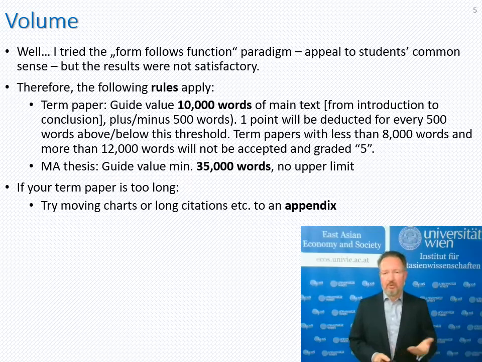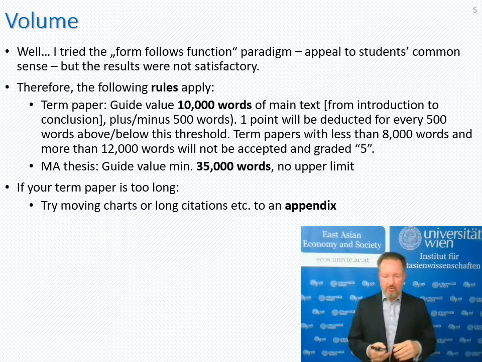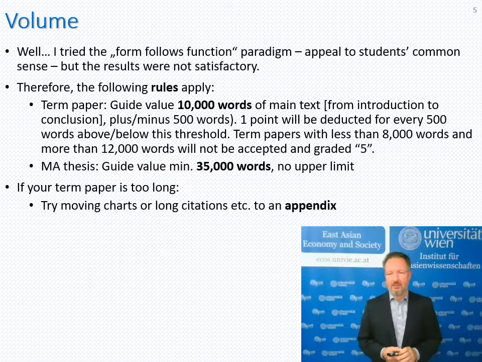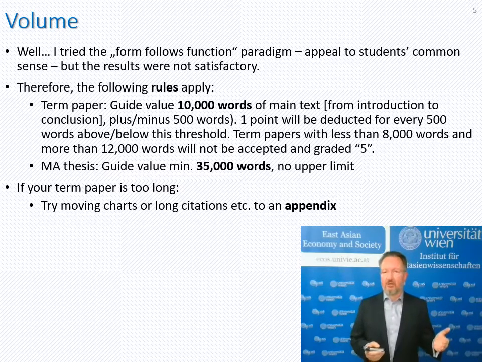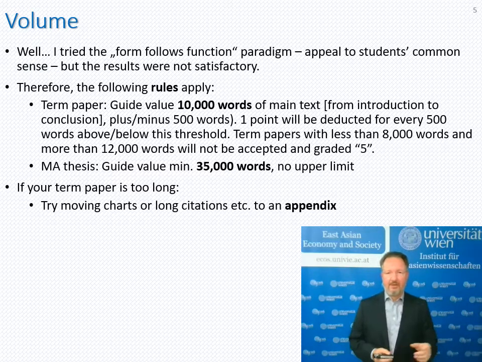But if that doesn't work, there are also tricks like, for example, you can move charts or long direct citations into an appendix. I'm not talking about the paragraph of a direct citation, but for example, if you're citing a document or a law or something and that has 2 or 3 pages, you shouldn't include that. If you are over those 10,000 words, you shouldn't include it in the main text, but actually put it in the appendix and then just refer to it. And that is also a way how you can save words.